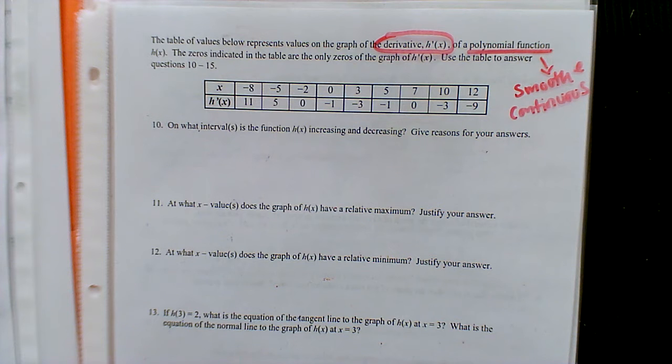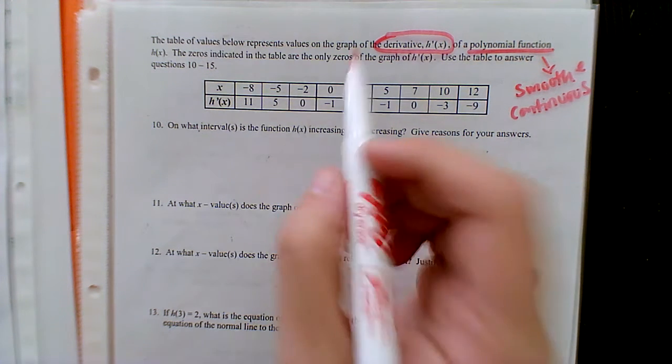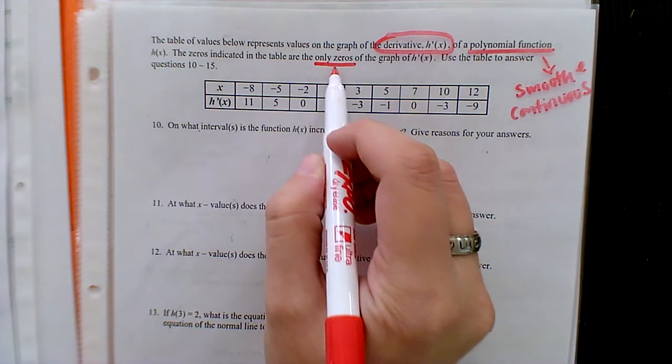Okay, no holes, no jumps, no asymptotes, no sharp points like an absolute value V graph has. They're nice, smooth, continuous roller coaster shapes. It then goes on to say the zeros indicated in the table are the only zeros of the derivative.